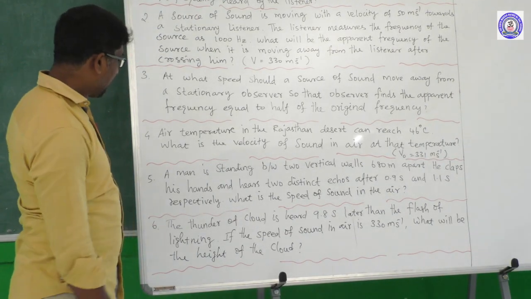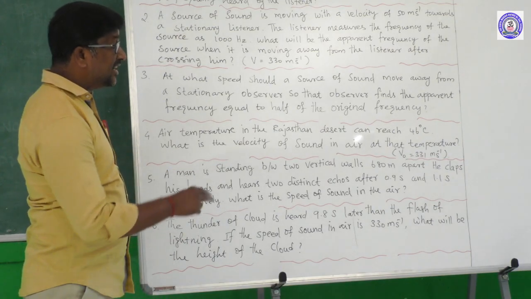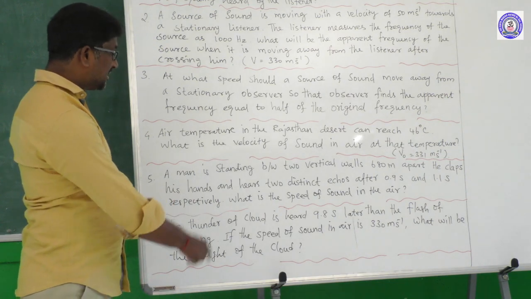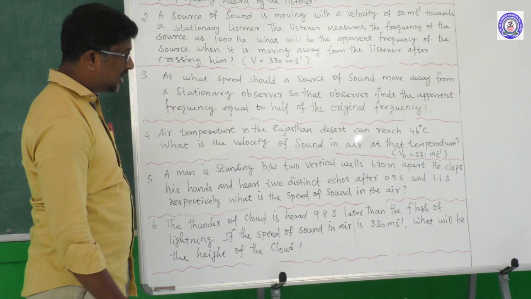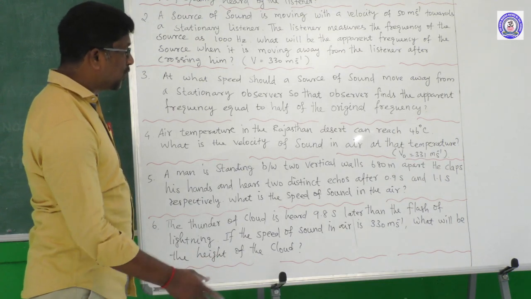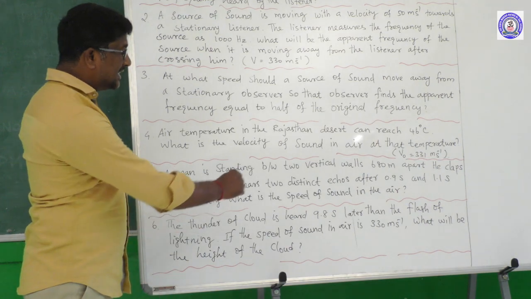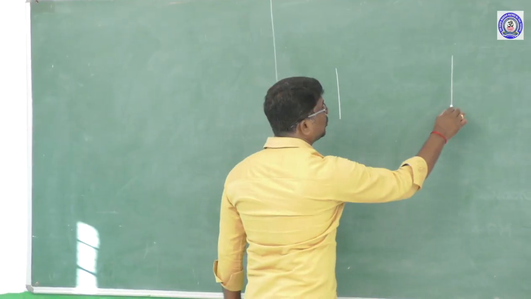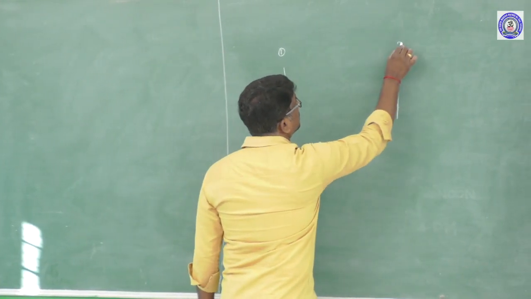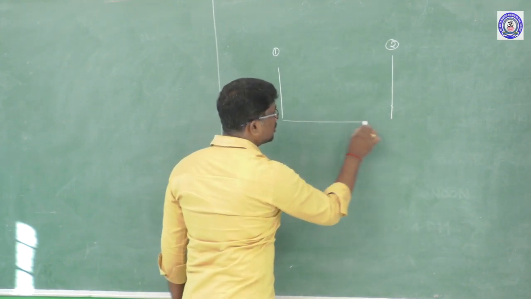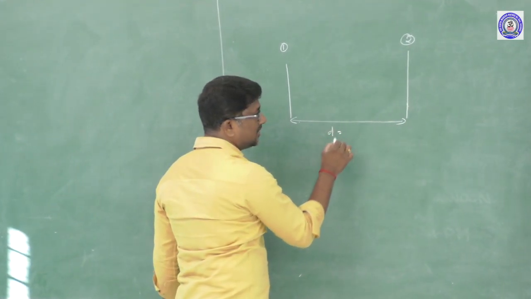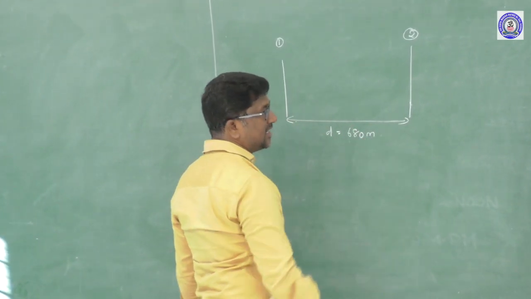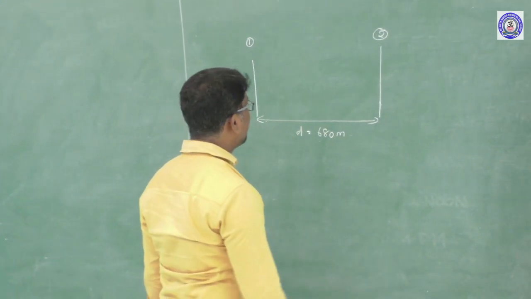Right, next problem. A man is standing between two vertical walls 680 meters apart. He claps his hands and hears two distinct echoes after 0.9 second and 1.1 second respectively. What is the speed of sound in the air? Right, a man, two walls. This is the first one, this is the second one. The distance between the two walls is given: 680 meters.